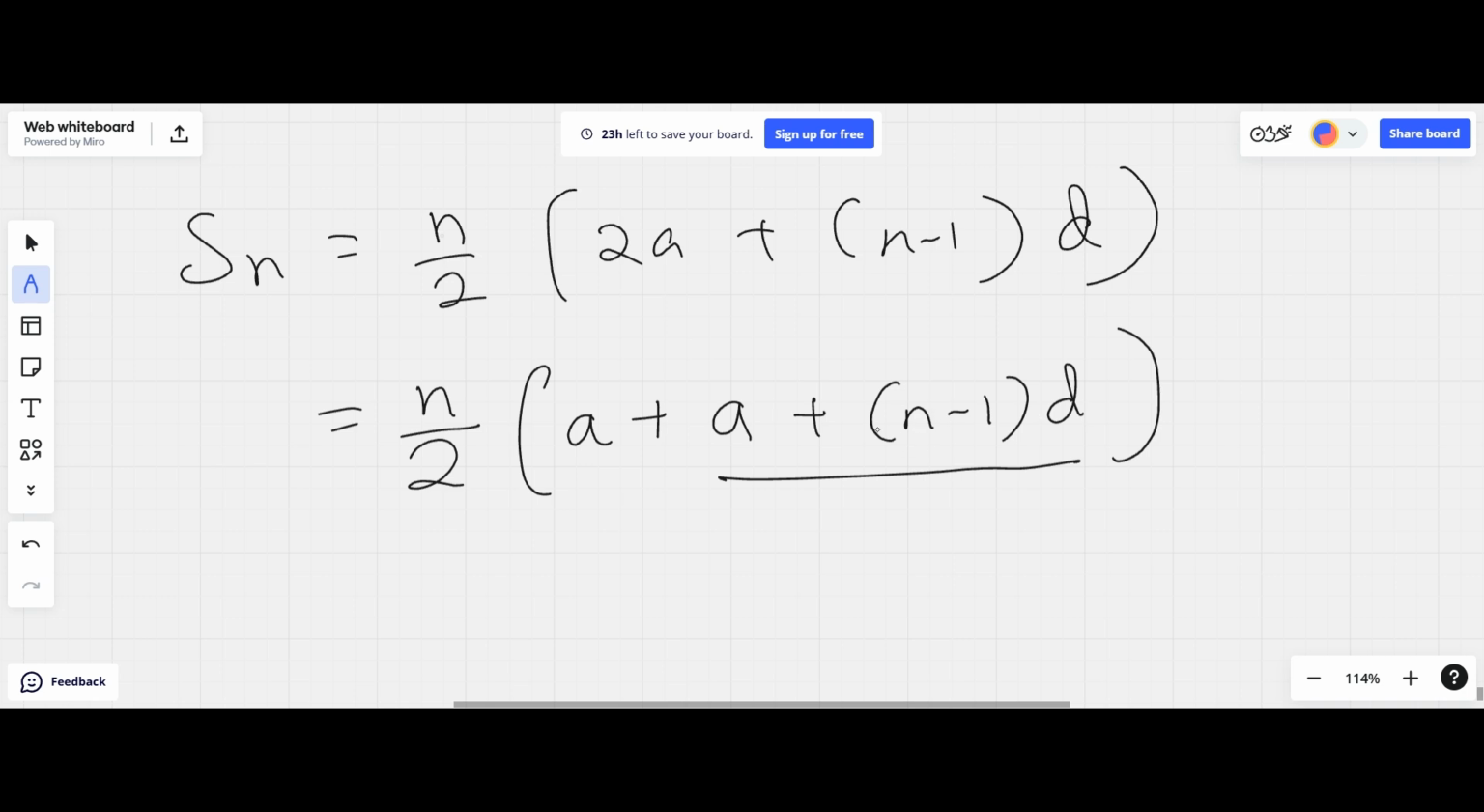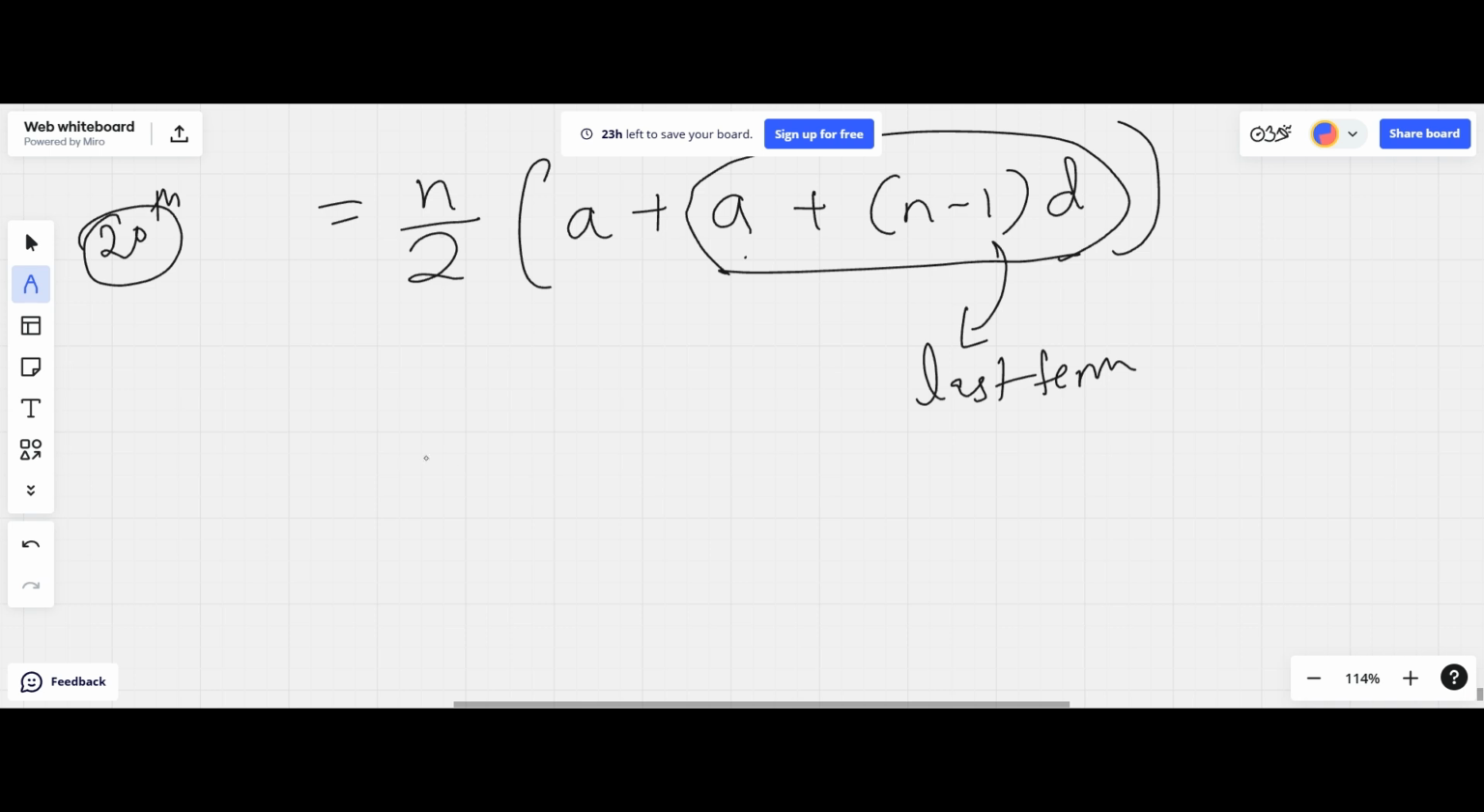n means the last term. In a sequence, let's say there are n terms, n terms means how many terms, how many numbers are in that list. So they are saying there are 20 terms, which means the last number is the 20th. So a plus (n minus 1)d will give you the last term. So a plus (n minus 1) into d is telling us that this is the last term.